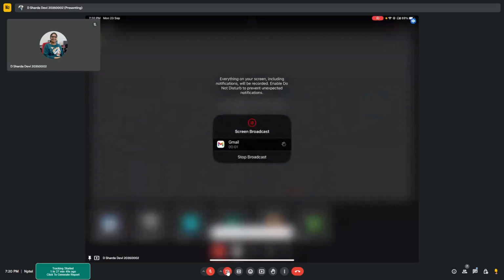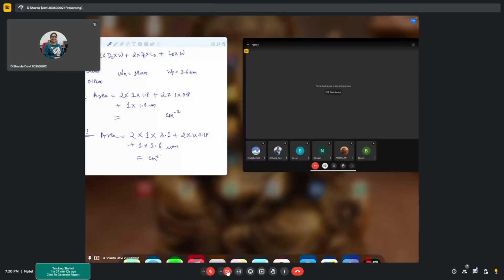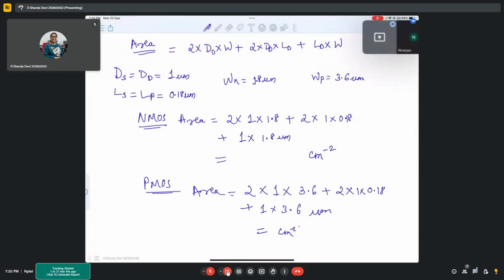Okay, so did you people find the area? It should be in centimeter squares. So what are the areas that you get for NMOS and PMOS?